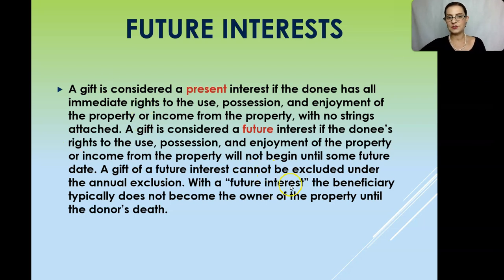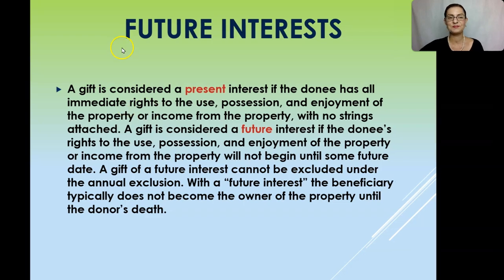A gift of a future interest cannot be excluded under the annual exclusion. With a future interest, the beneficiary typically does not become the owner of the property until the donor's death. So the IRS doesn't want you to be doing anything sneaky like this in order to get around the estate tax, where you are giving someone something, but you're not really giving it to them until after you die. They don't want you to do this little sneaky stuff to get around the estate tax.